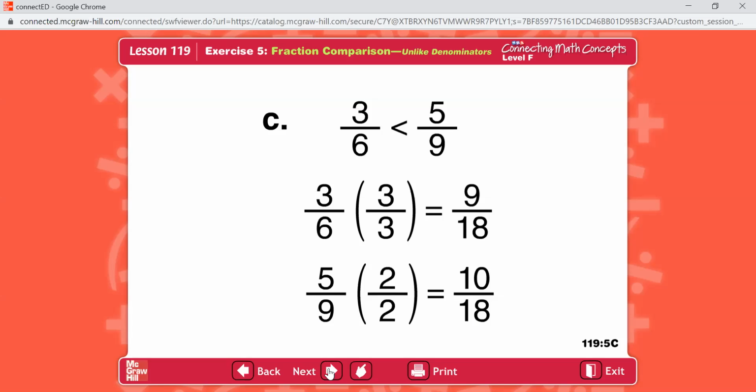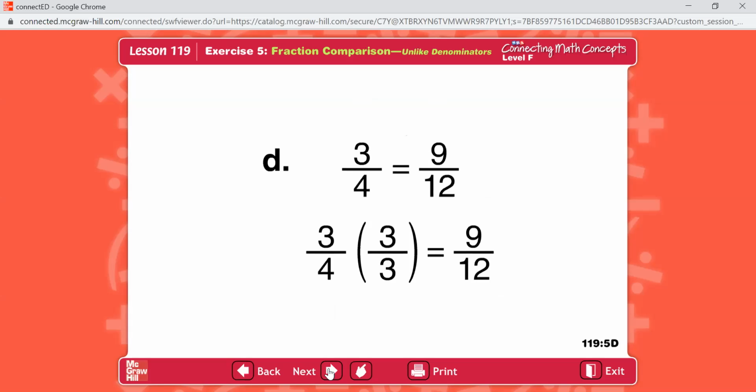You should have only rewritten one fraction. The fraction you rewrote was 3/4. You turned it into 9/12. So which is greater, 3/4 or 9/12? They're actually equal. This is how we turned it into the same denominator, and it turns out to be the same fraction.